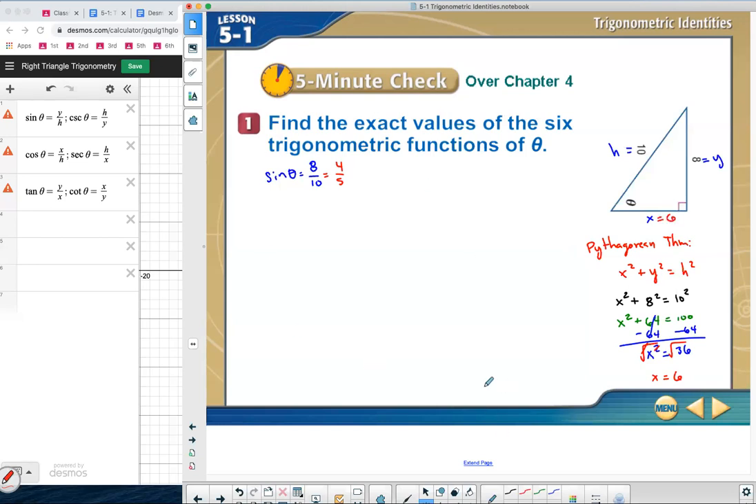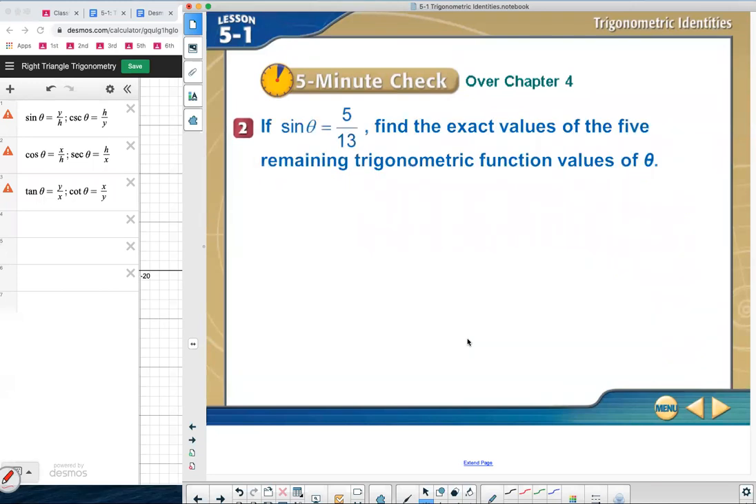And so from there, if you're listening later on and not live, you can just pause your video, but I'll give you a second for everybody else to go solve for your other 5 ratios. All right. Example 2. If sine theta is 5/13, find the exact values of the 5 remaining trig functions of theta. All right, so they've given us one, and we've got to find the other 5 this time.